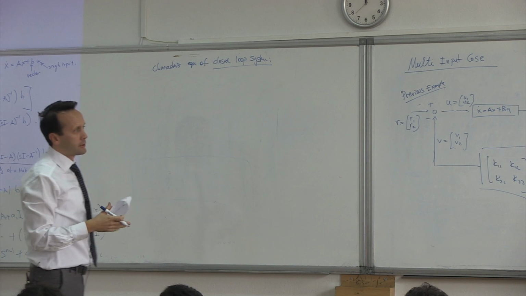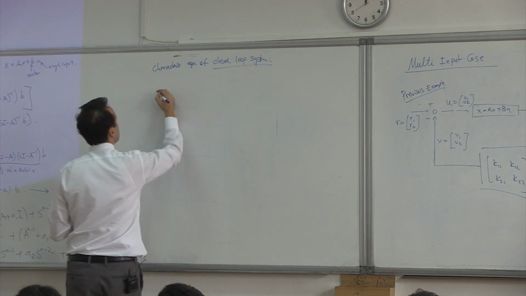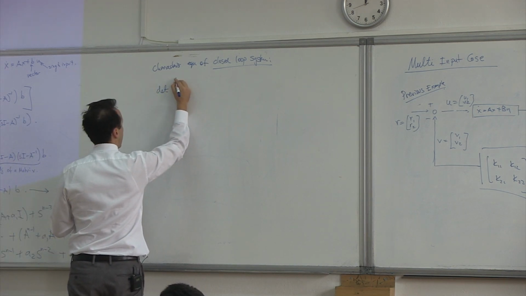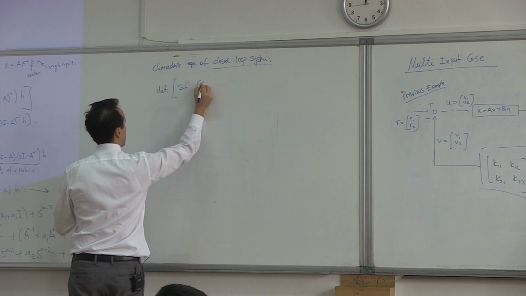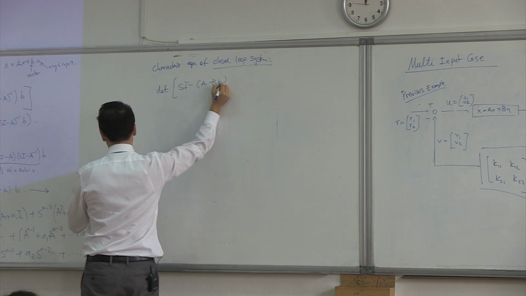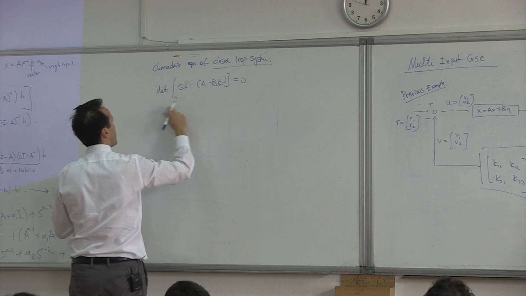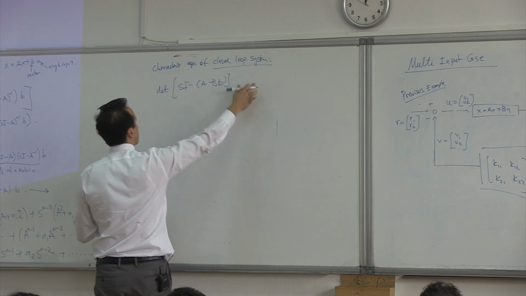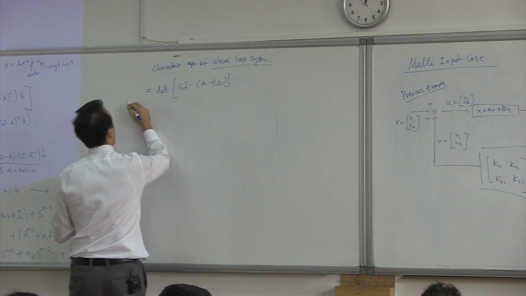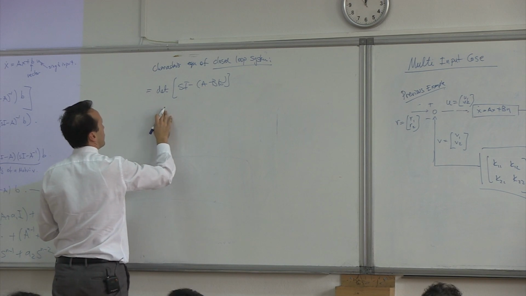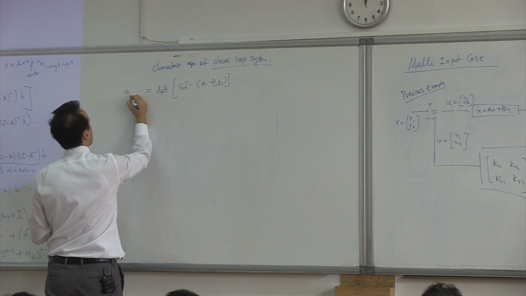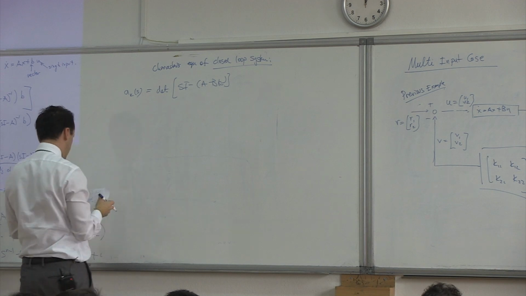Okay, let's look at the characteristic equation of a closed loop system. The way we found it was like this: SI minus A minus BK should be equal to 0, and this is, not really equal to 0, this is what we call the closed loop characteristic equation.